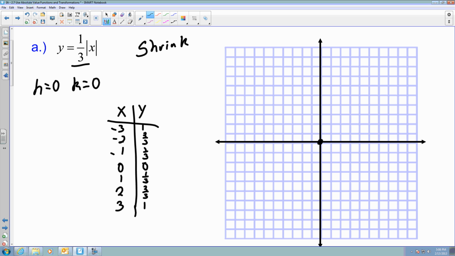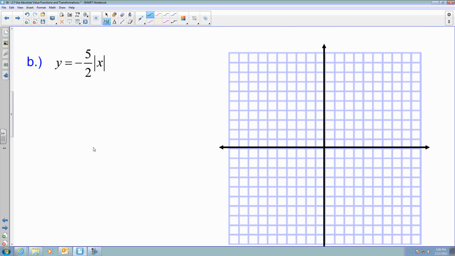So I'm going to plot these points. So I'm going to go negative 3, 1. Now I got negative 2 and 2/3. That's right about there. And negative 1 and 1/3, which is right about there. And again, 1 and 1/3, 2 and 2/3, and then 3 and 1. So my graph kind of looks like this. So I know that it's a vertical shrink because it's a little bit wider than my parent function, and it has the vertex at 0, 0. So that's how we do that graph.